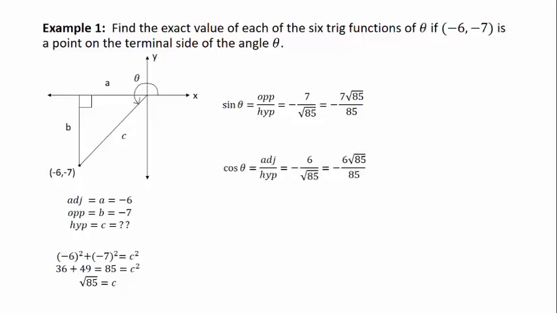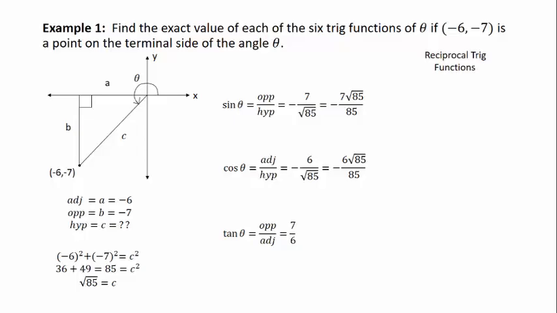Next, let's find cosine of theta. So remember, cosine is defined to be adjacent over hypotenuse. So I end up with -6 over radical 85. Similarly, I need to rationalize the denominator, and I get -6 radical 85 over 85. Next, let's find tangent. So remember, tangent is defined to be opposite over adjacent. And this one's pretty straightforward. We have -7 over -6, which simplifies down to 7/6.